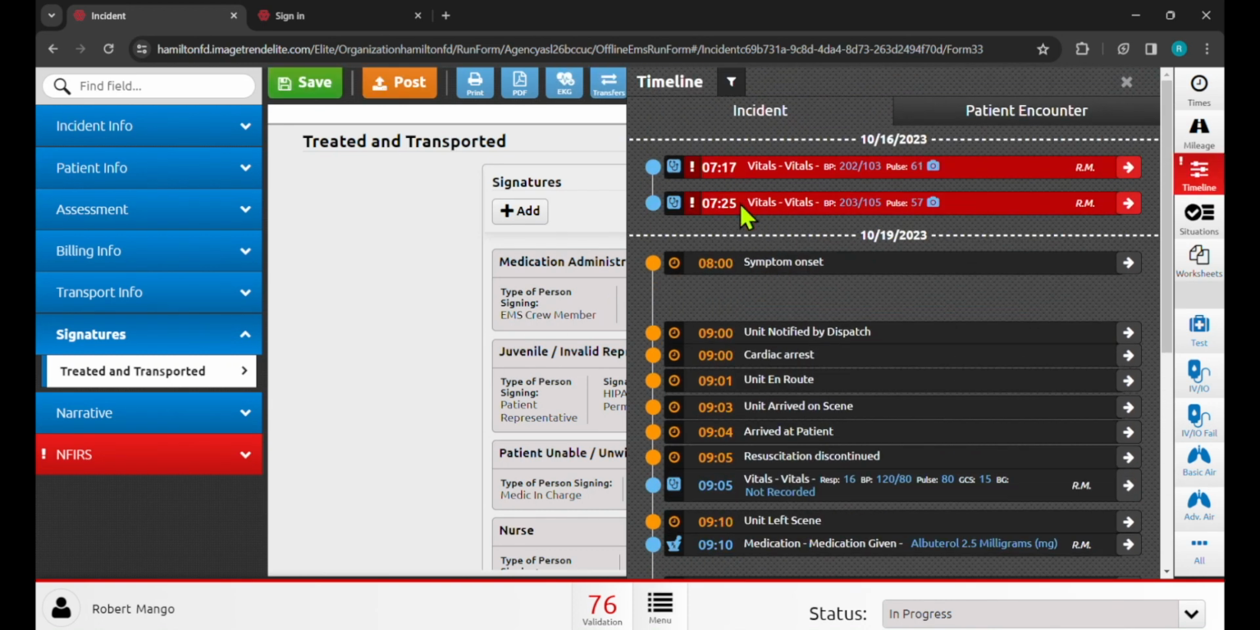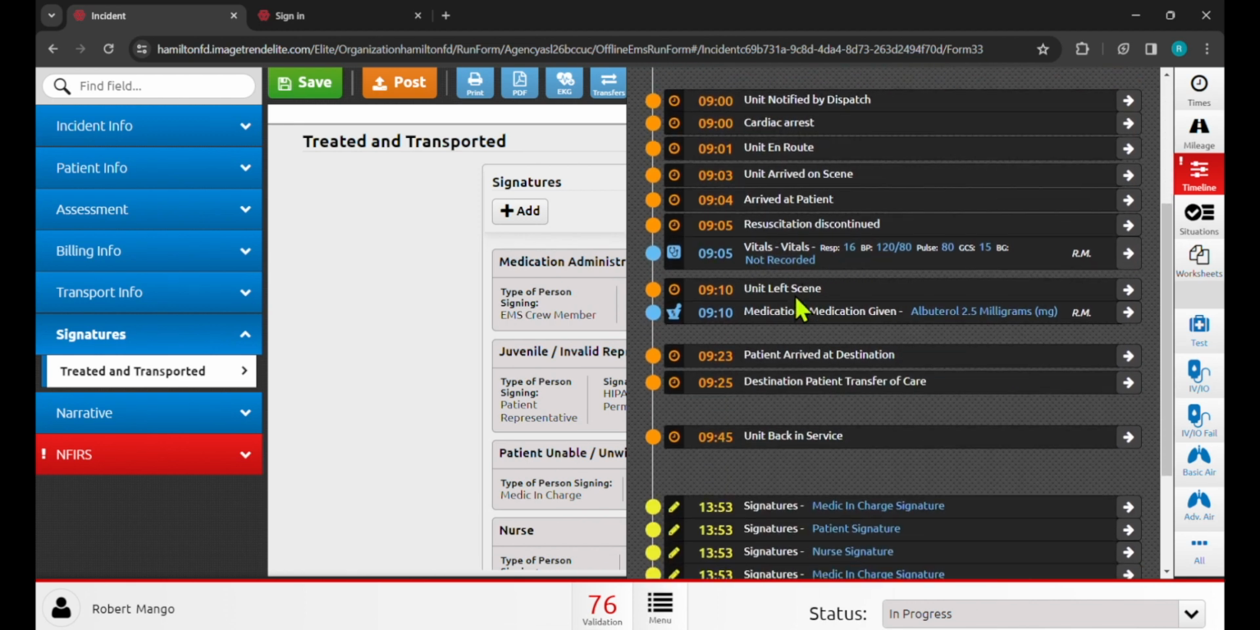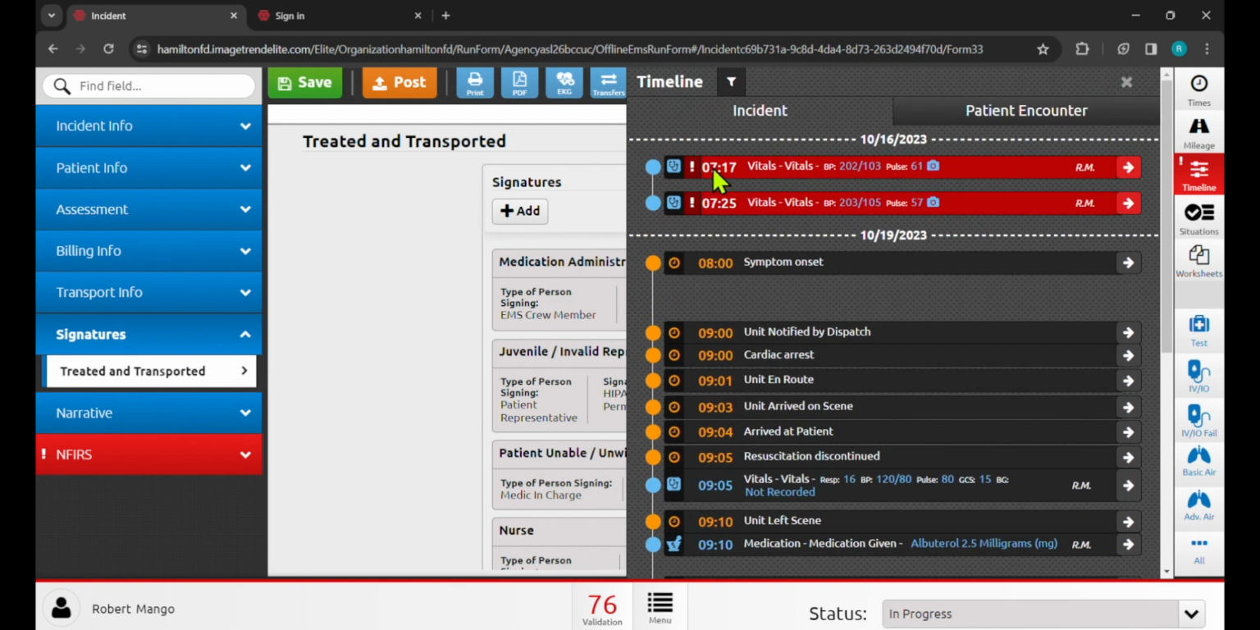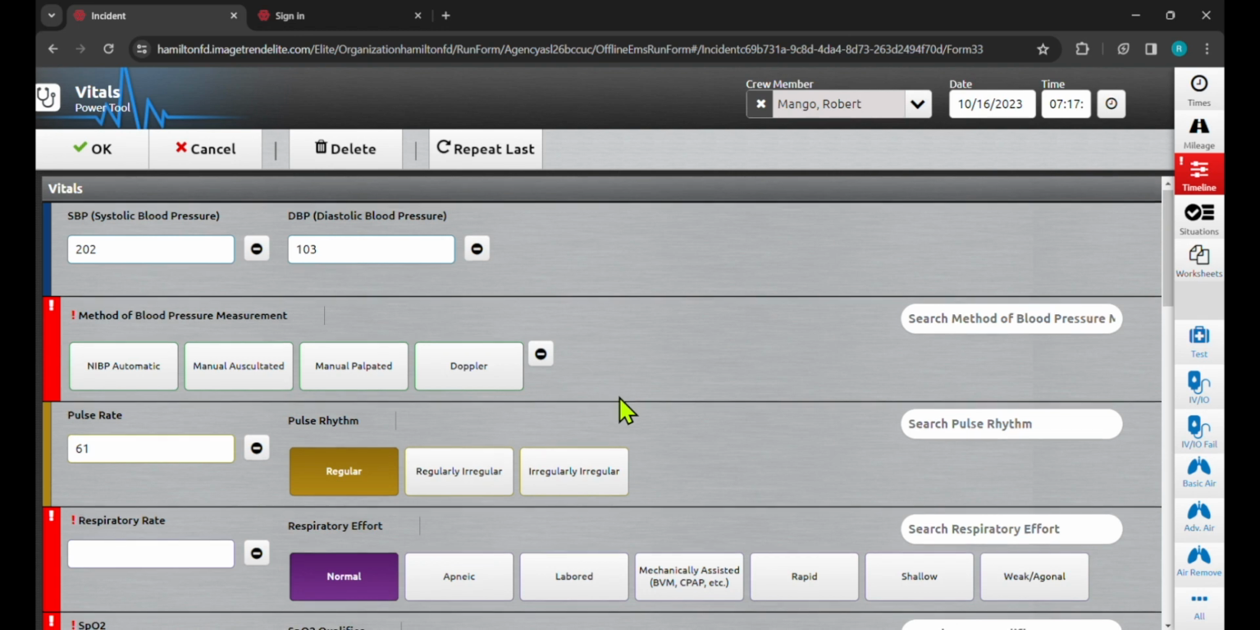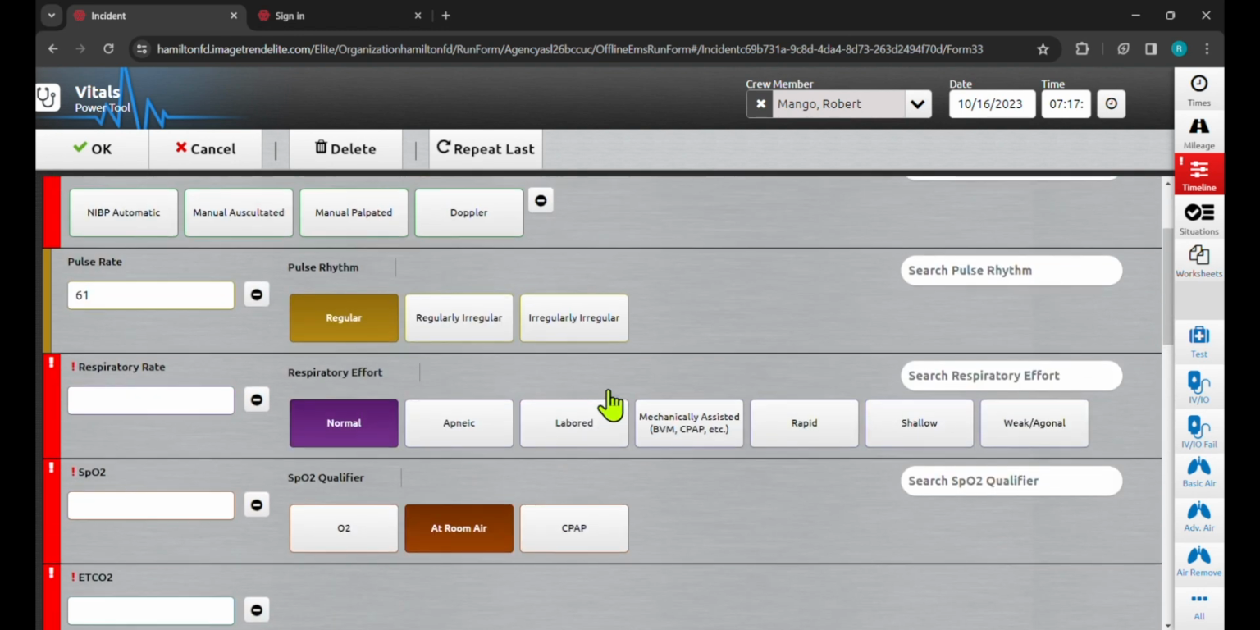Now, what happened? We're all out of whack. So this was at 7:17 in the morning on the 16th of October. So in a perfect world, these would show up down here in chronological order as they were timestamped from the Zoll monitor. Okay. So they will always require more information than you're able to import. So you're going to have to open each one and tell it certain things.